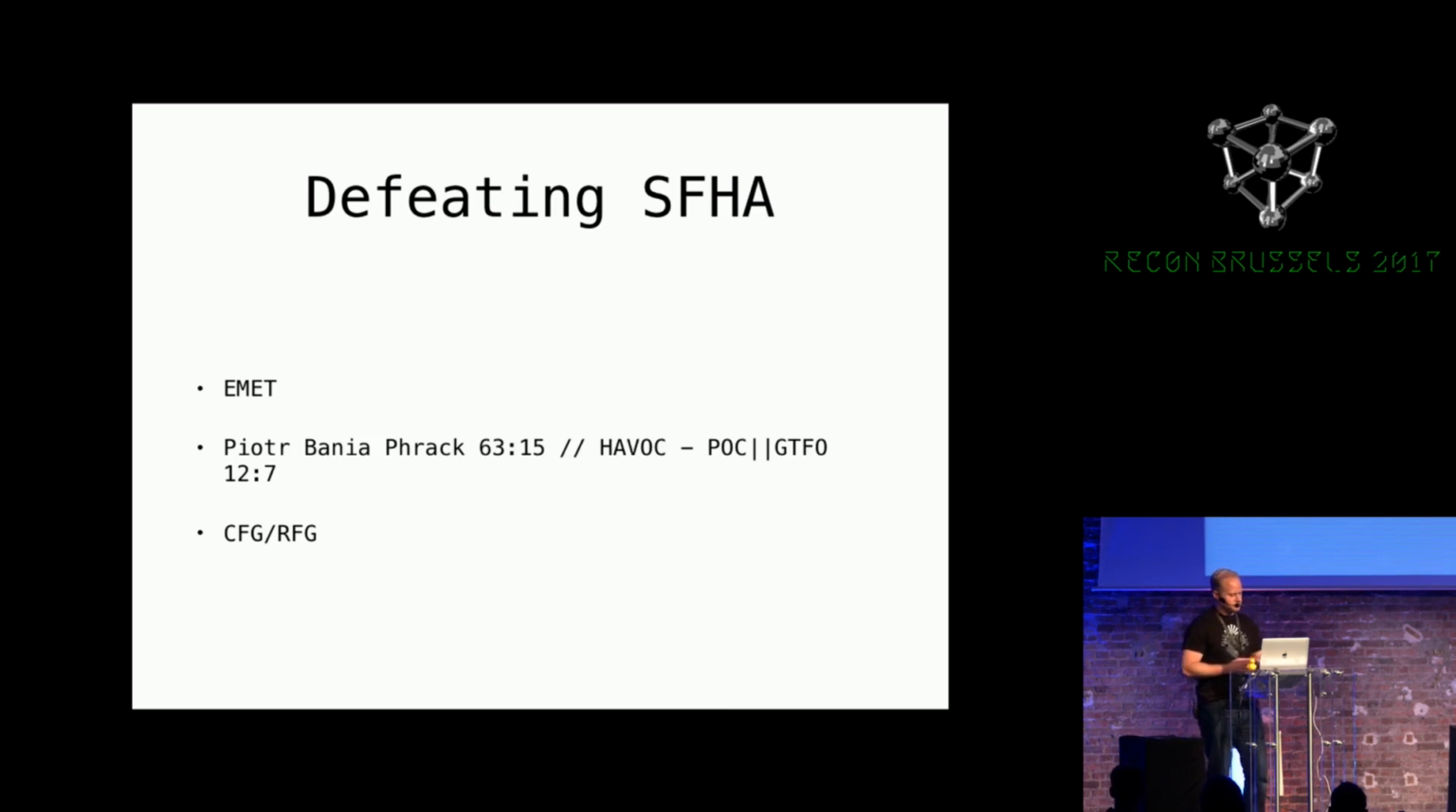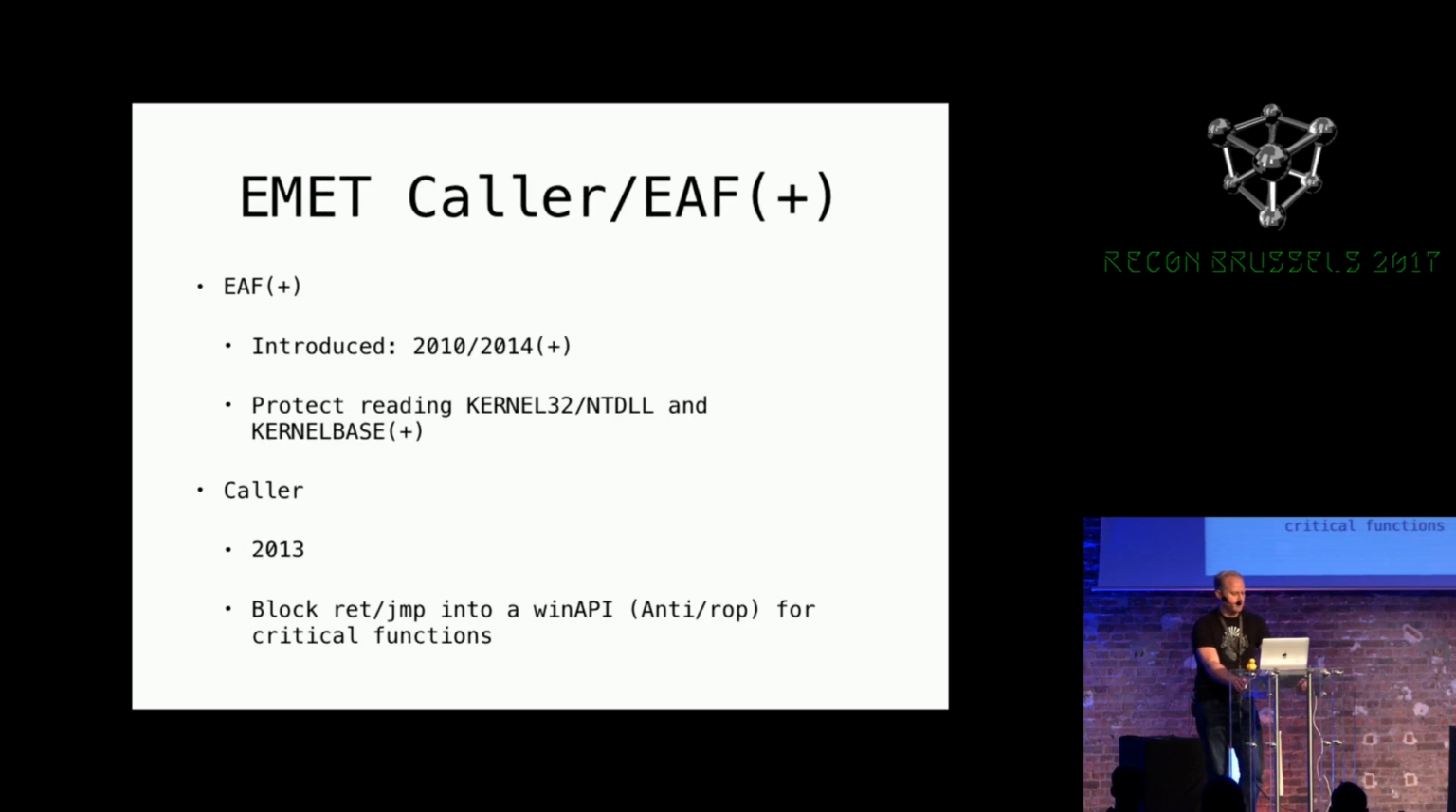And then there's Control Flow Guard and Return Flow Guard, and we're not really going to talk about that in this talk because it's a different beast. Specifically, I think EAF and EAF+ were introduced to stop the hash API call. If you see here, it was introduced in 2010, very quickly after, and it basically stops the reading of the export table via hardware breakpoints. It worked pretty well for a couple of years, and then in 2014 they added the plus, and that includes KernelBase.